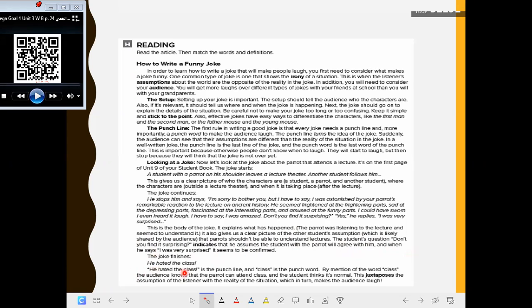The joke finishes, he hated the class. He hated the class is the punchline, and class is the punch word. By mentioning the word class, the audience knows the parrot can attend class, and the student thinks it's normal. The joke juxtaposes the assumption of the listener with the reality of the situation, which in turn makes the audience laugh.